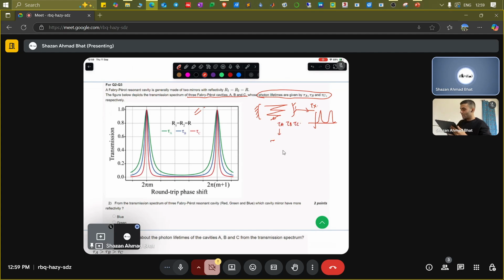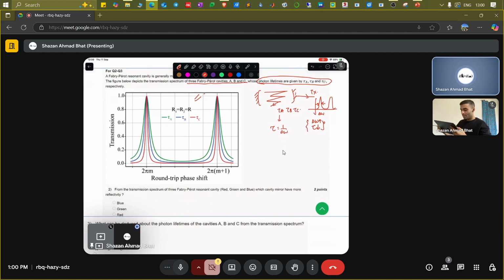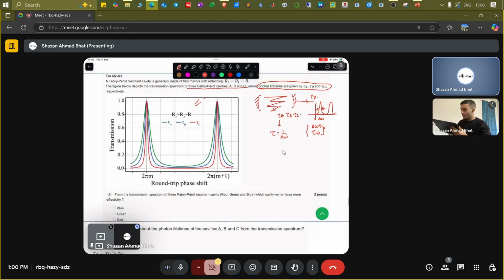We talked about that this tau is inversely proportional to the line width. So that means if the line width is large, the photon lifetime will be smaller, and so on and so forth. And from the transmission spectra, which cavity has more reflectivity? So we need to understand which cavity has more reflectivity from the transmission spectra. How do you understand that?